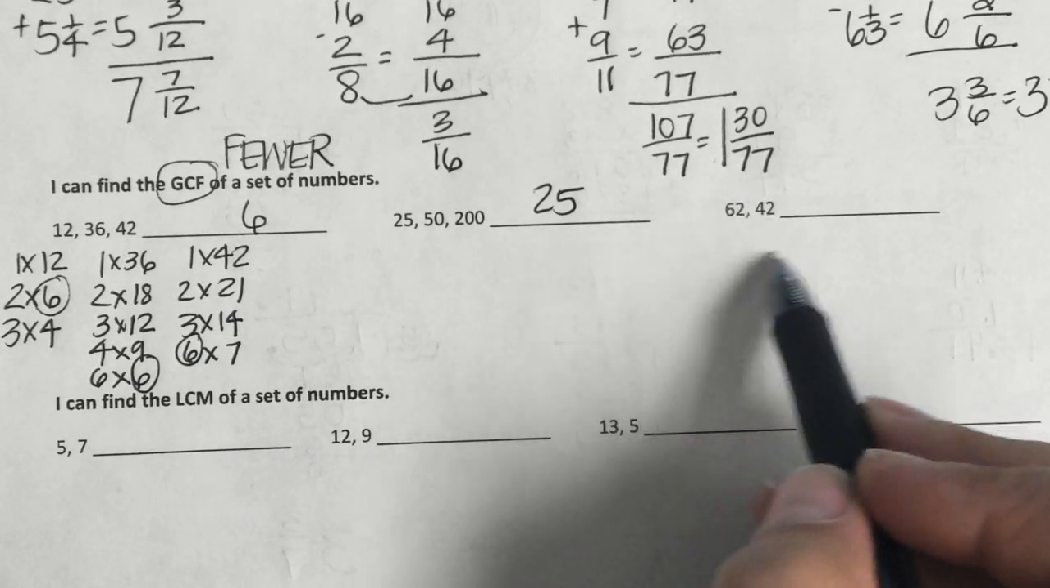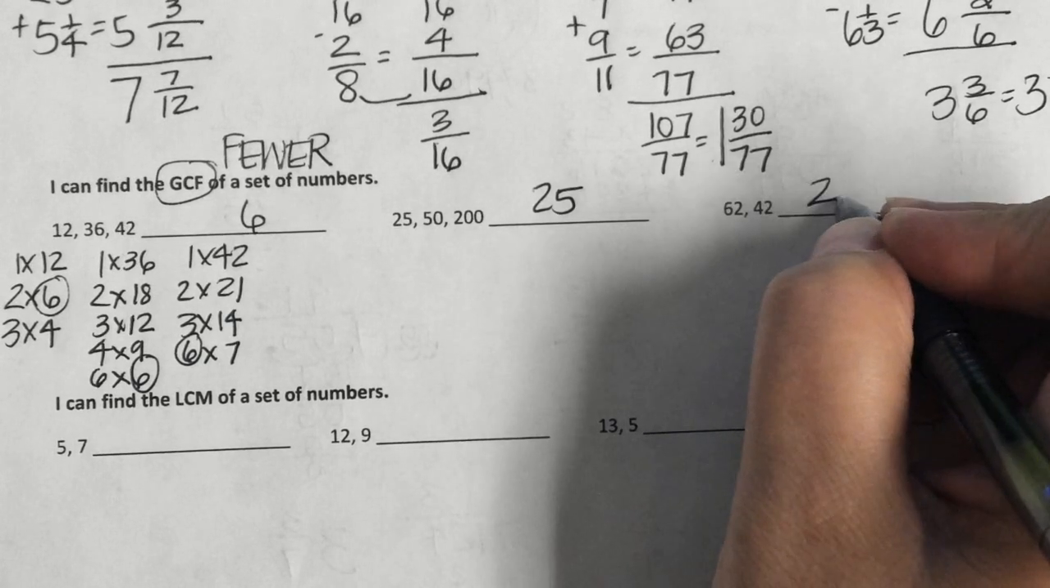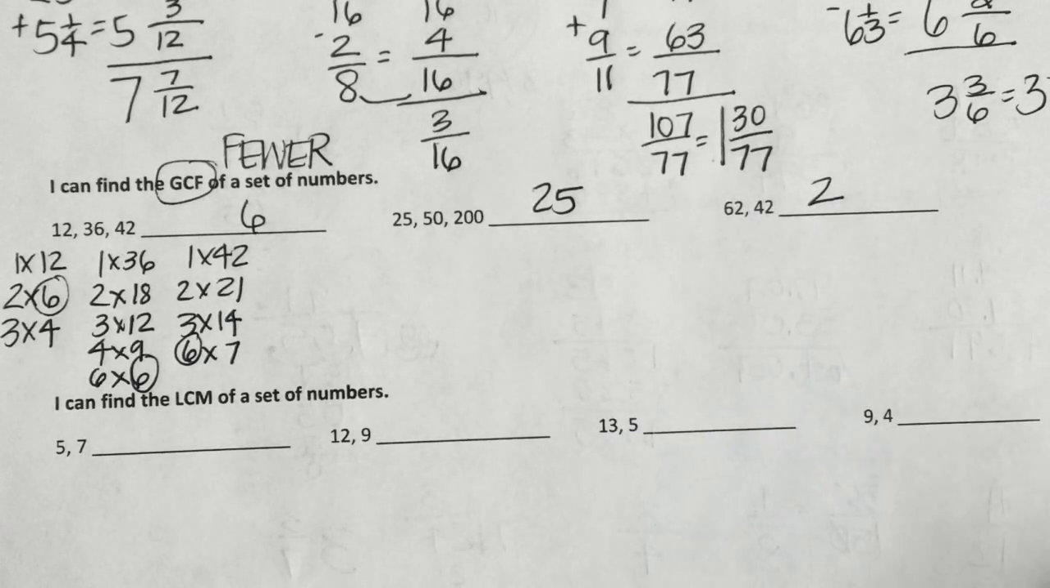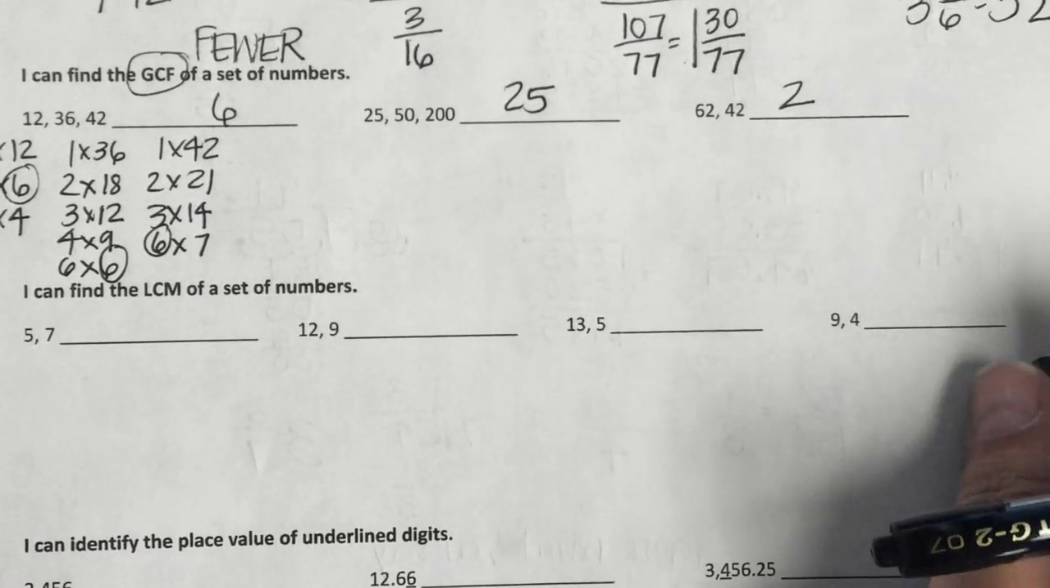Okay? What's my greatest common factor of 62 and 42? 2.